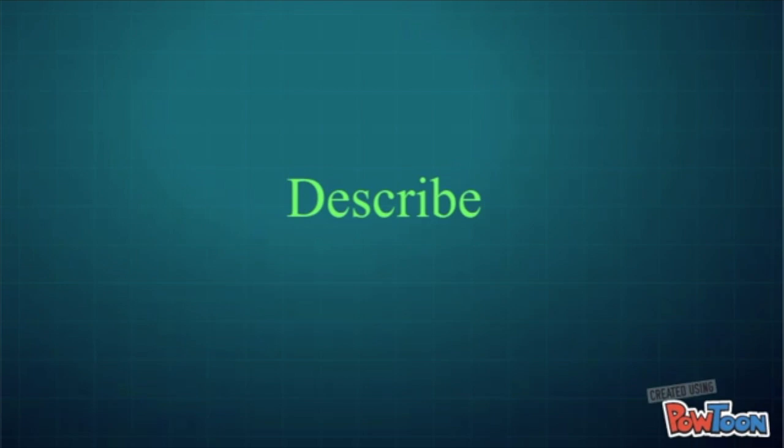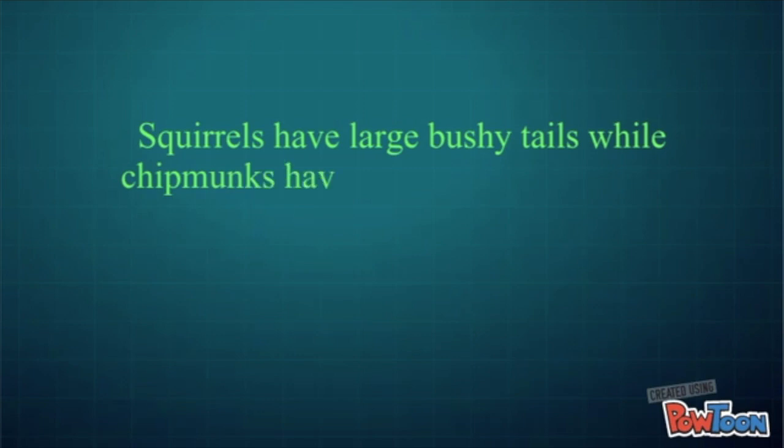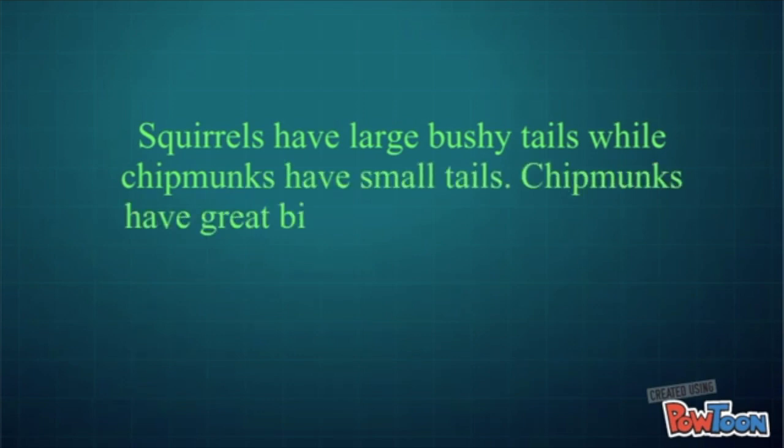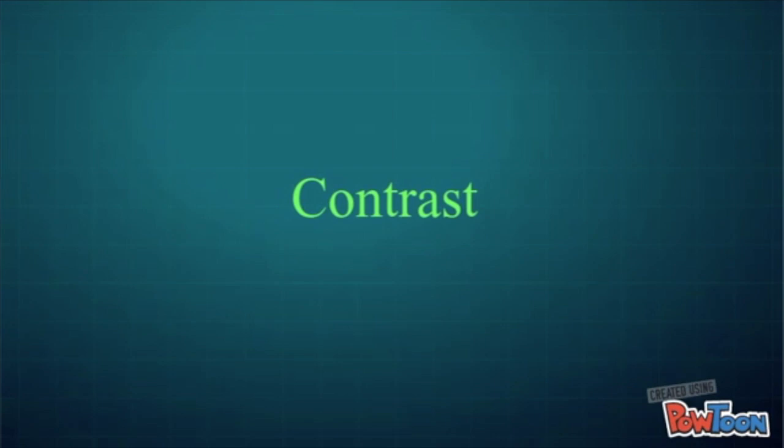Which instructional verb is this next example? Squirrels have large, bushy tails, while chipmunks have small tails. Chipmunks have great big cheeks. Squirrels do not. That would be an example of contrast, showing the differences between two objects.